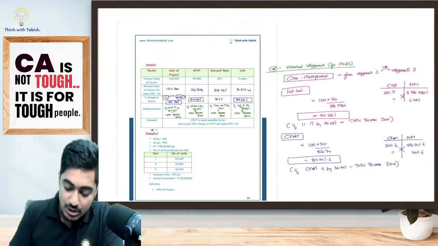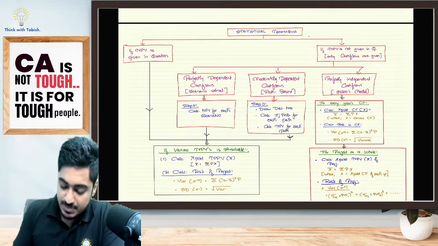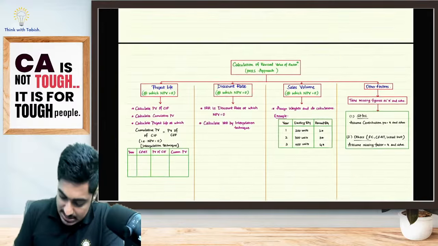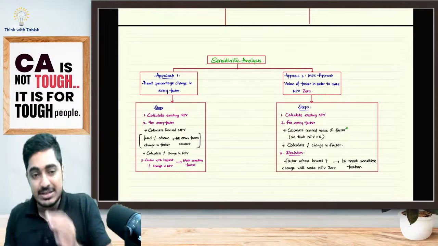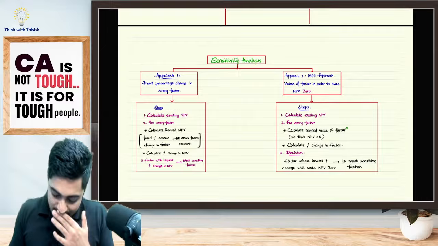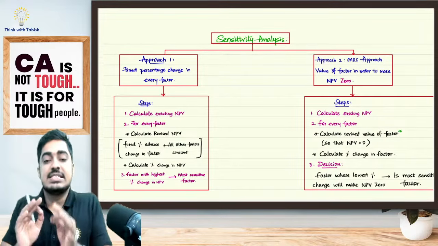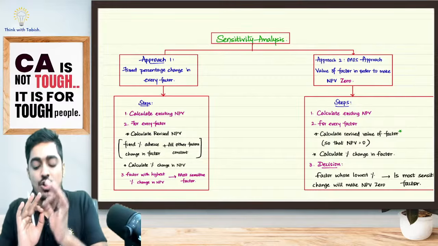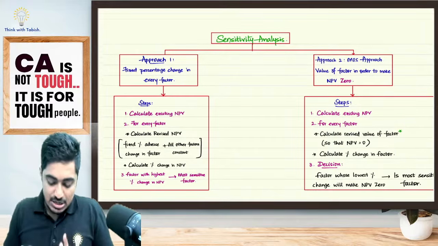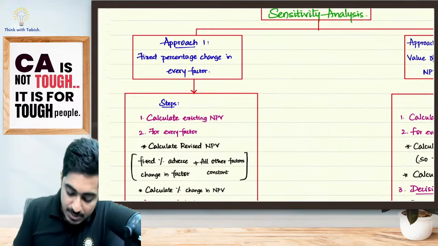Now, yes, I will summarize this, students. Pay attention. Let me summarize this. I know it has been a bit fast, but we are helpless. Okay. So sensitivity. Pay attention. Summary. Sensitivity. By how much can my factor change? Two different approaches are there. Approach number one, wherein your factor is changing by a fixed percentage.